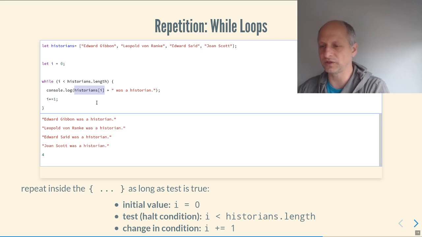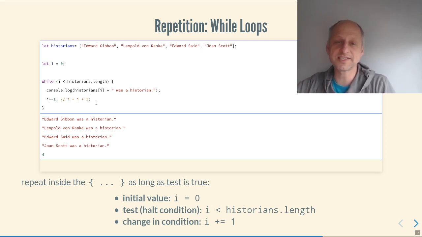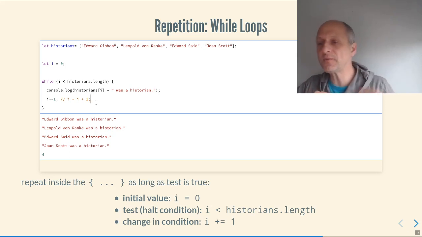And then, this is really crucial, we increment the value. This is the same thing as writing I equals I plus 1. So we set the value of I to 1 greater than it is already set to. And then we go through the loop again.